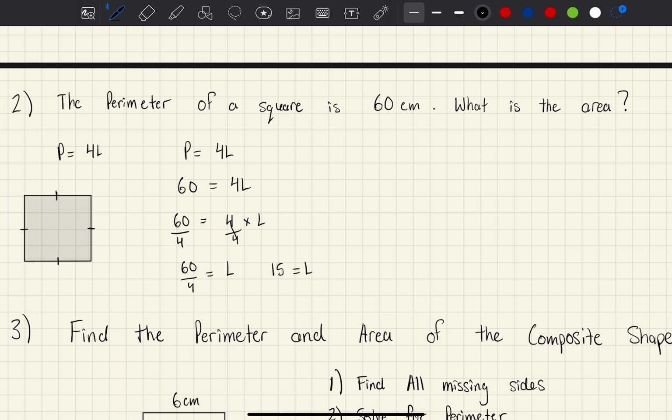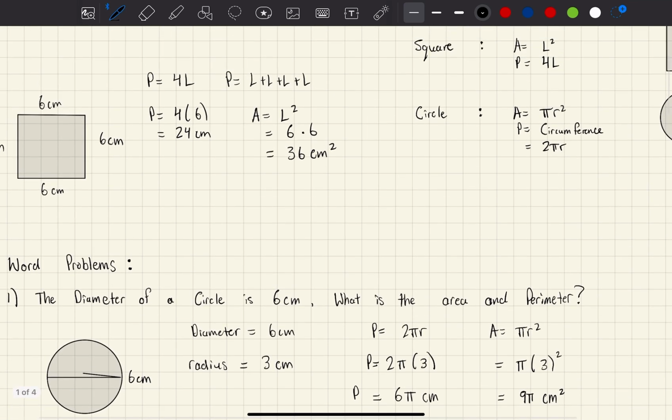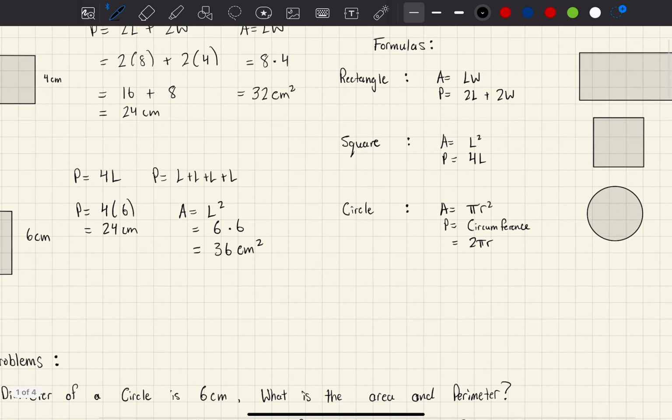Good. So now we can solve for our area. So going back above, maybe we need to take a look at our equations here. Area for a square is L squared.